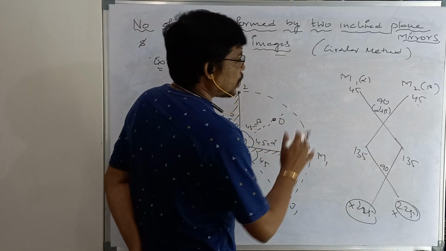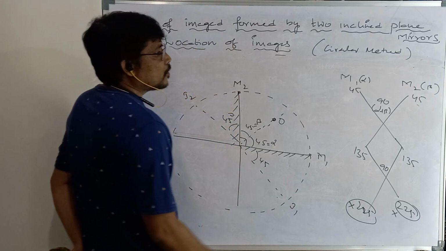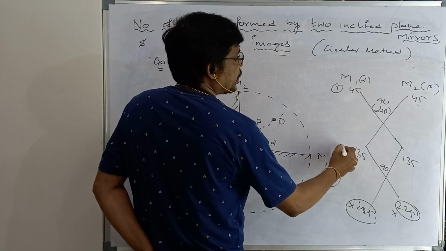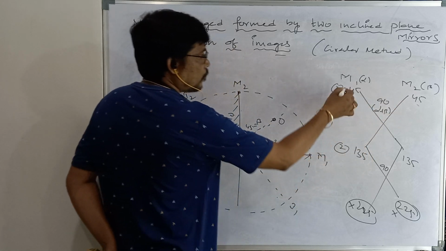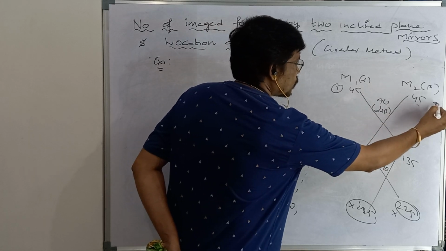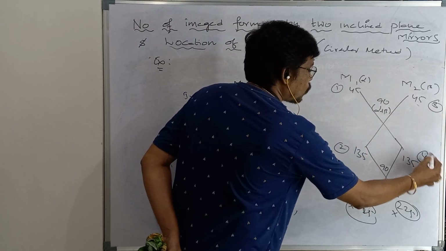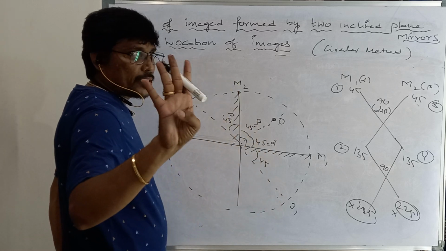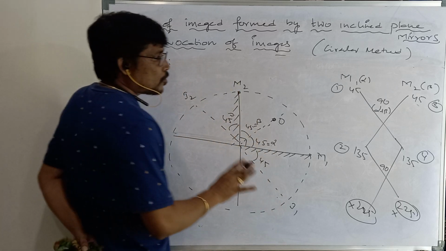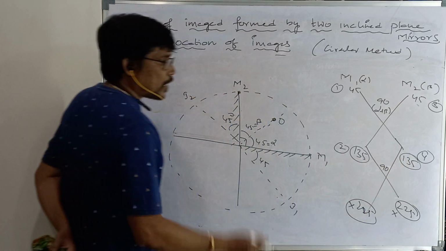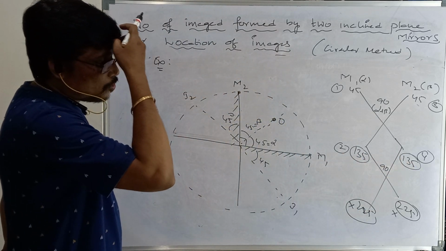Now here, if you check, how many images are formed in this case? This one is 1 and this one is 2 for this mirror. For this other mirror, this one is 3 and this one is 4. So in total, 4 images are formed. Of these 4 images, this one is 3 and this one is 4, and both are overlapping.